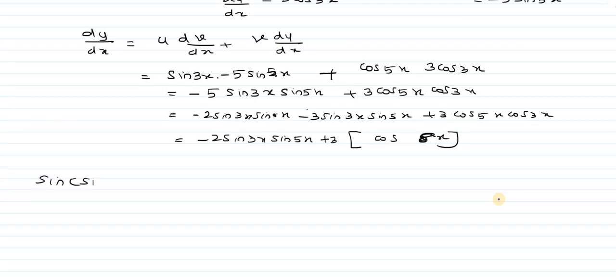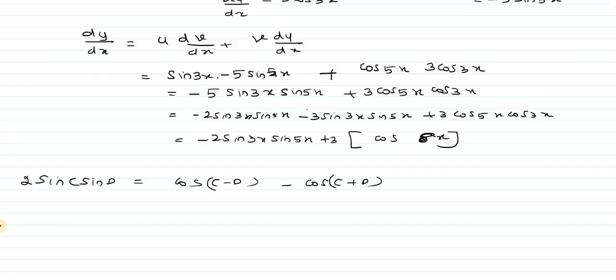Sin C, Sanjana, sin D formula is what, Kanna? Cos C minus D, plus minus cos C plus D. Correct or no? Yes or no?